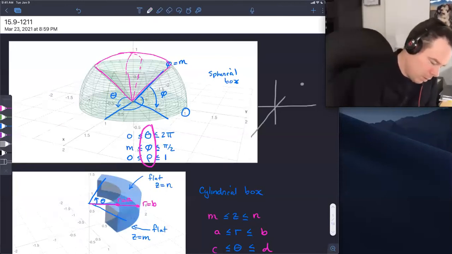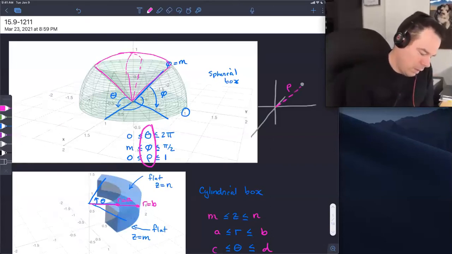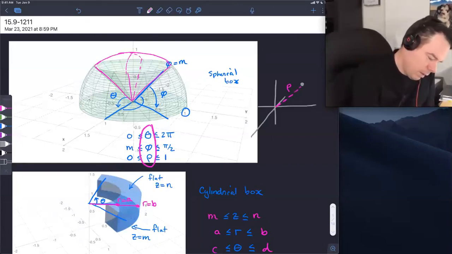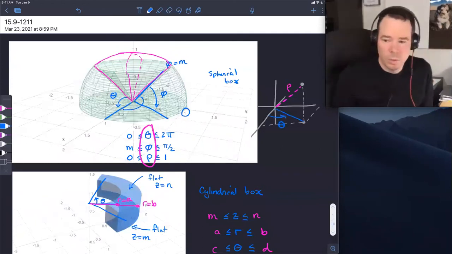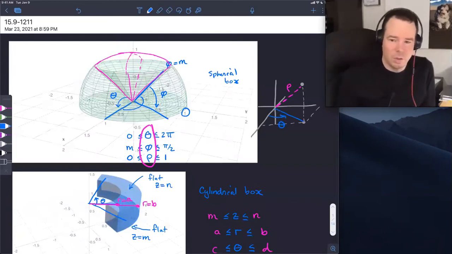The point in space for spherical coordinates is how far it is from the origin. That's our rho value. And then we say, okay, once I project that point down here into the plane, what was the angle that was swept out? That's our theta value. So our theta value is roughly the same as it is in cylindrical coordinates. It's just this sweeping angle.